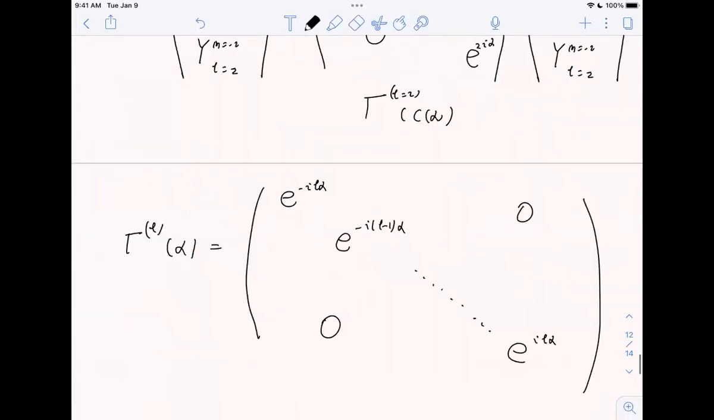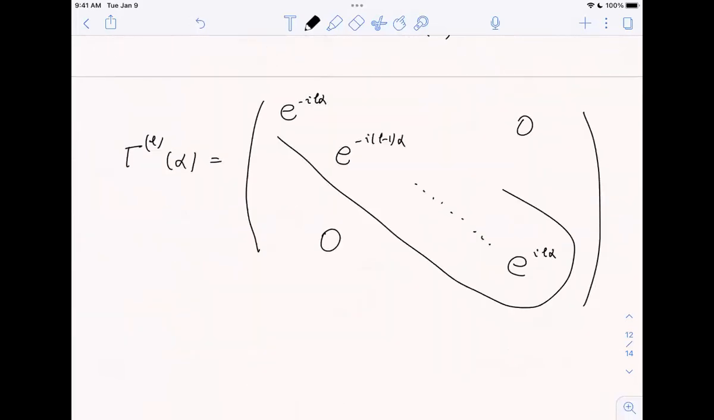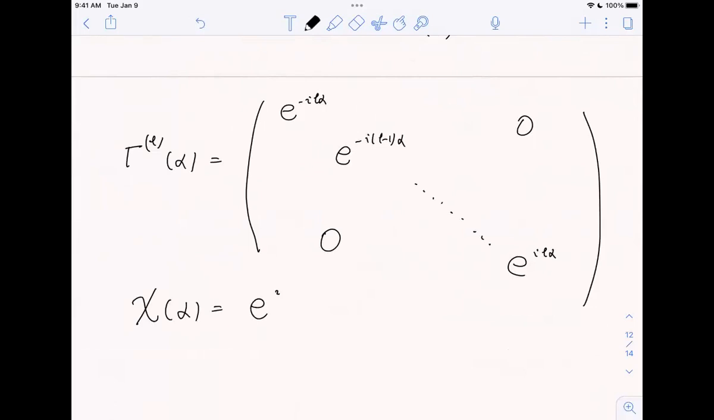So what is the character? The character, you just sum over all of this. You sum over all of this. So the character for this is you sum them together.